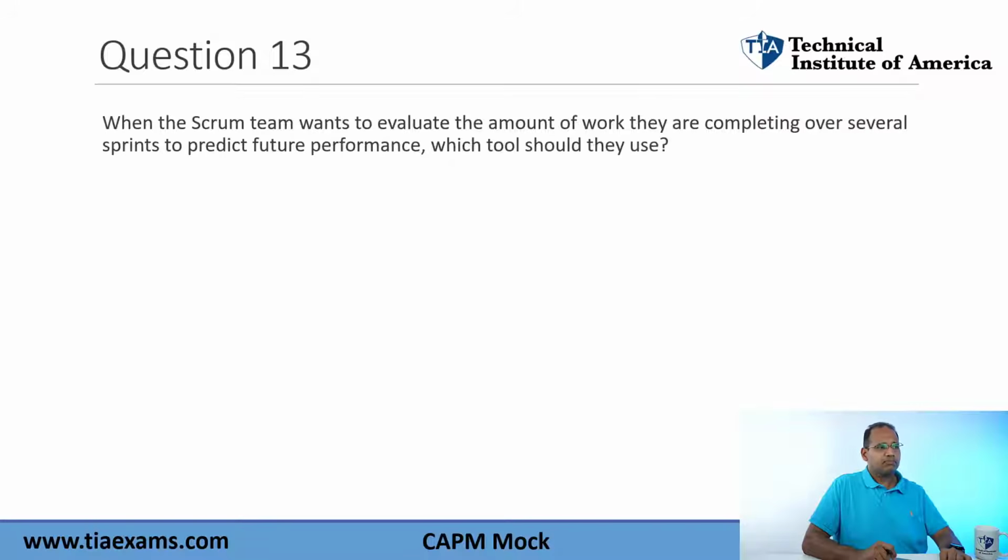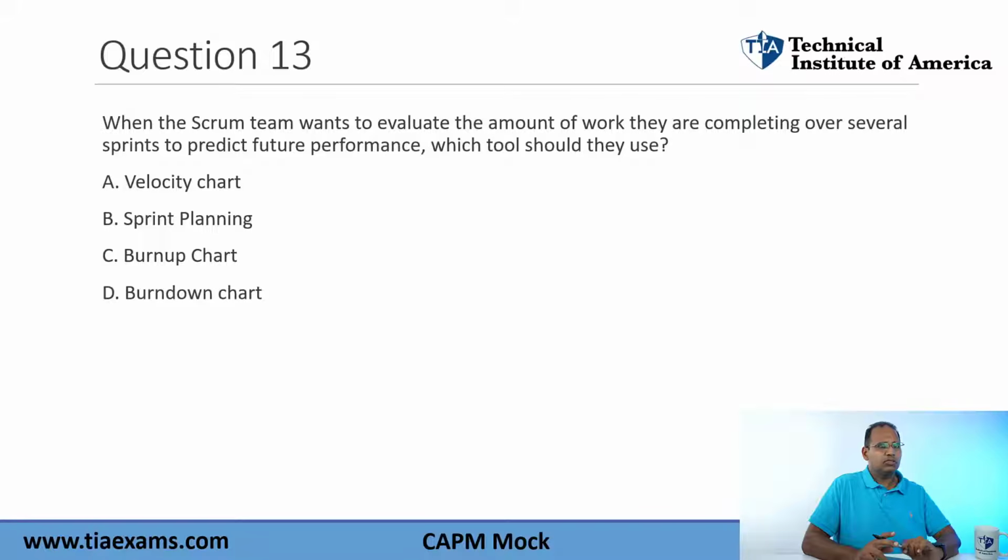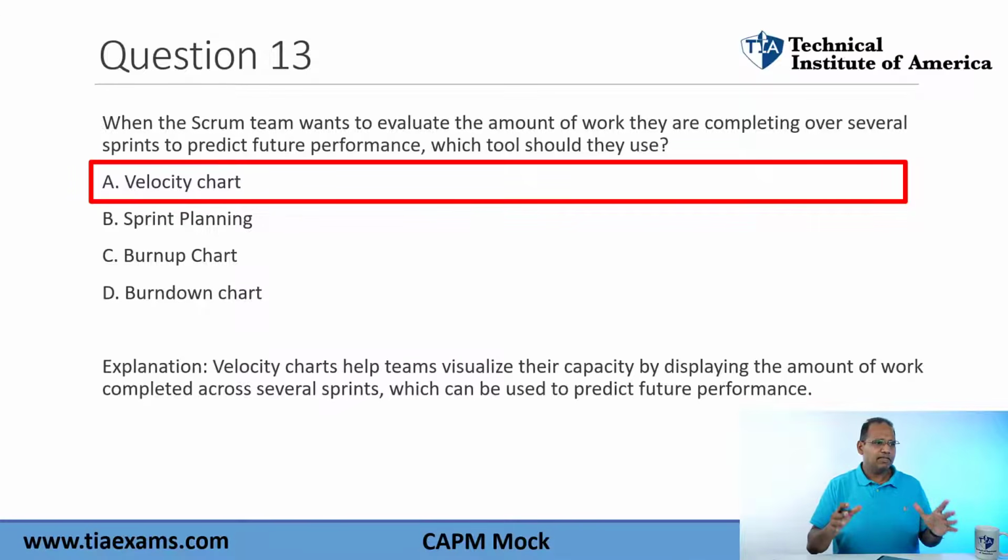Next question. All right, question number 13. When the sprint team wants to evaluate the amount of work they're completing over several sprints to predict future performance, what tool should they use? Velocity chart, sprint planning, burn up and burn down chart. Okay, pretty straightforward one. You guys should know what a sprint velocity chart is.